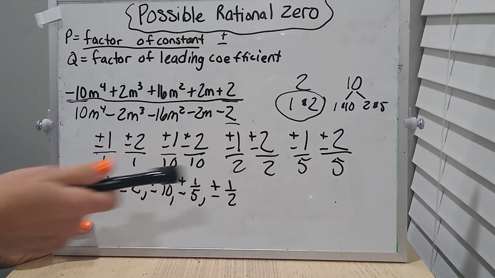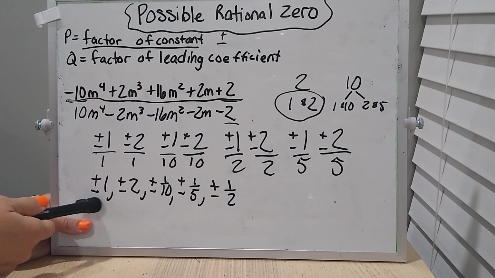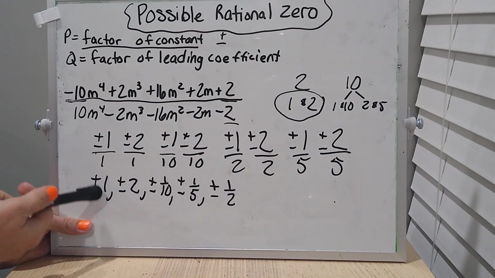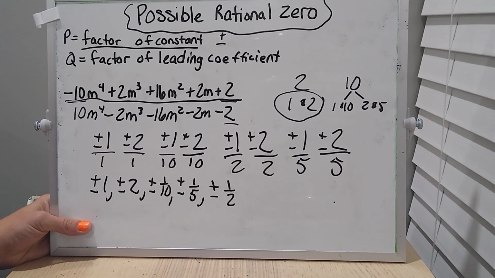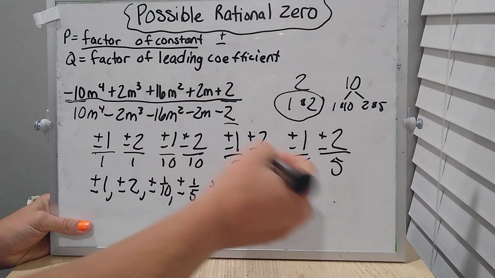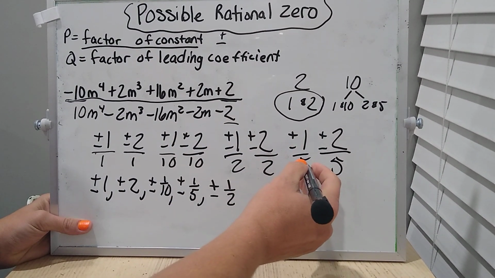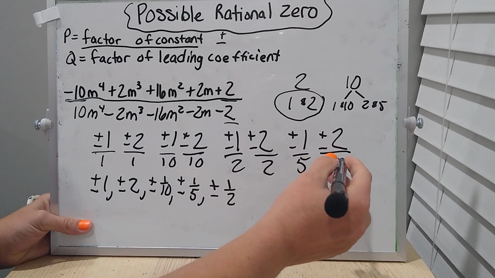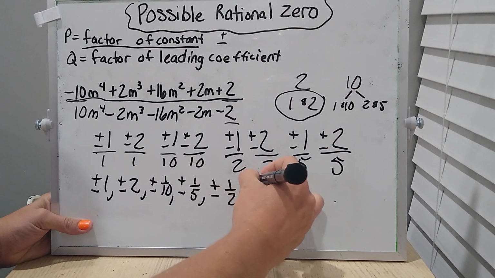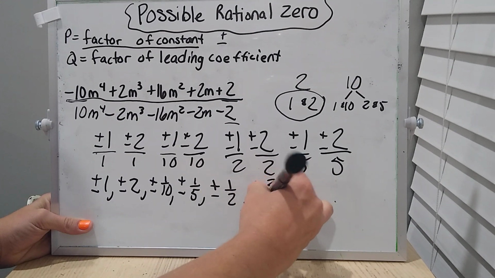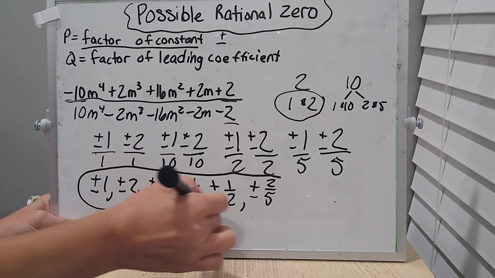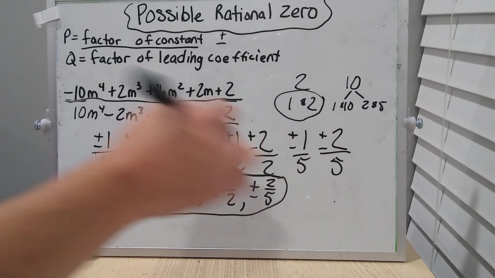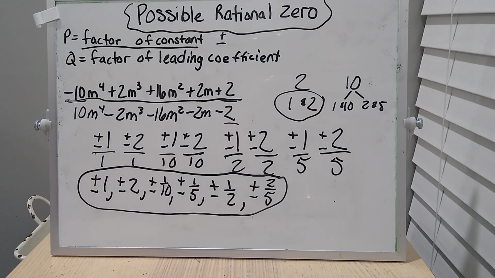One thing to remember though, we don't want to double our answers. We want this as simple as possible, even though it doesn't look simple. I'm not going to write that because I already have positive negative 1 as a possible rational zero, possible factor. So now I've also got positive negative 1/5. I already have that. Positive negative 2/5 I do not have, so I will write that one. And that is your answer. All of these are possible factors, possible answers to what m equals. And that's it.